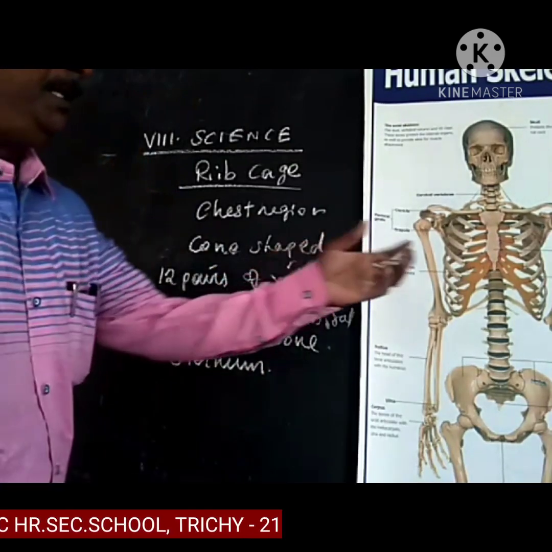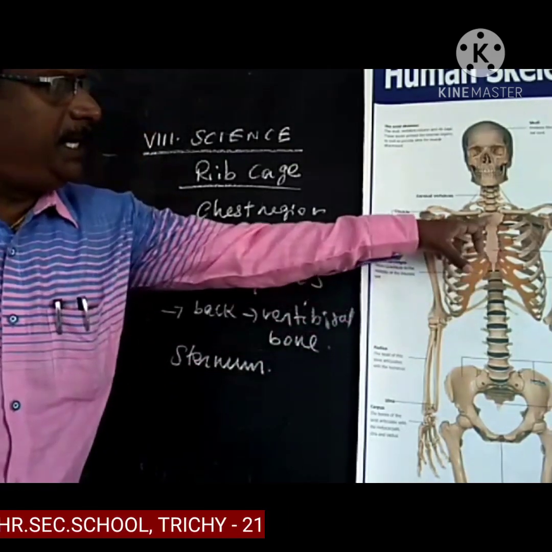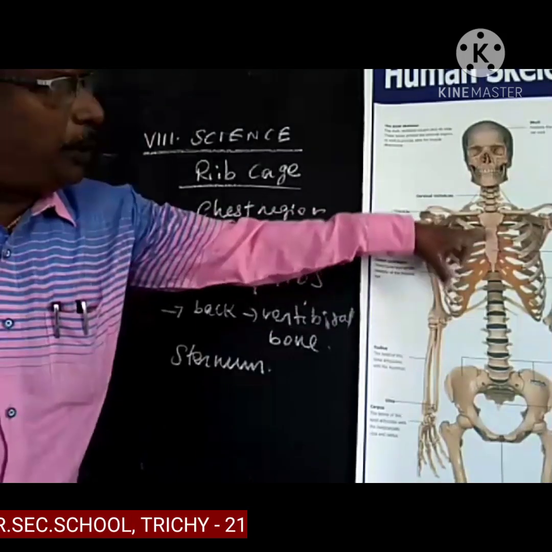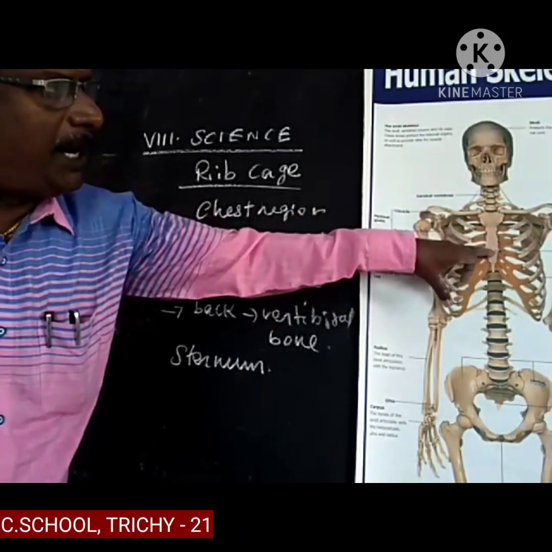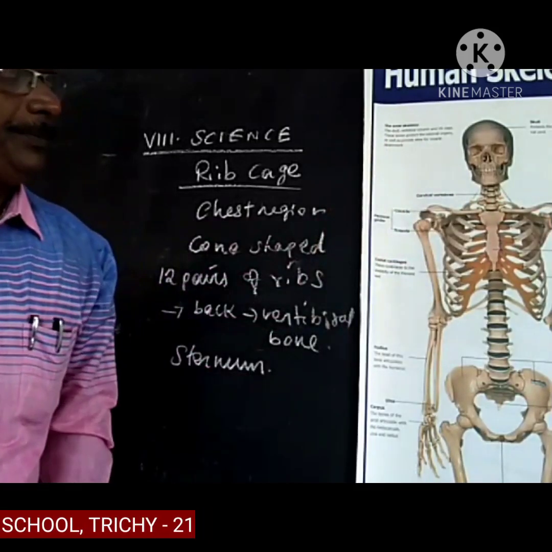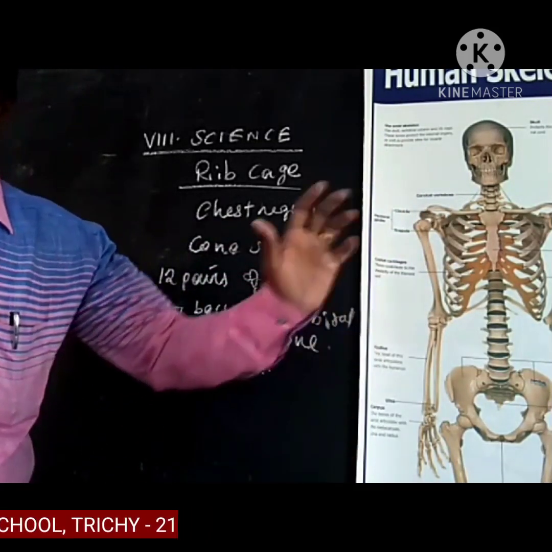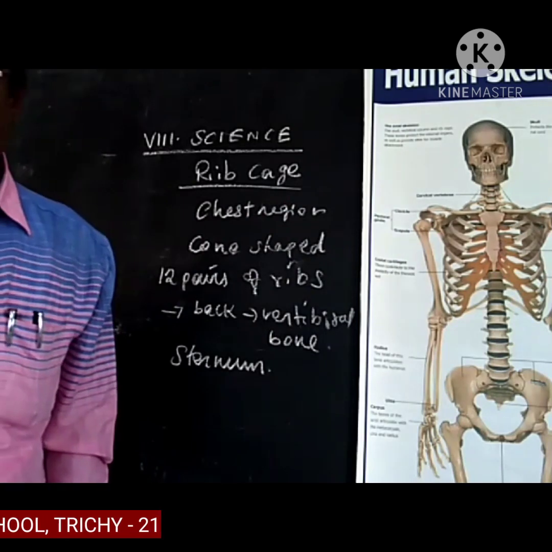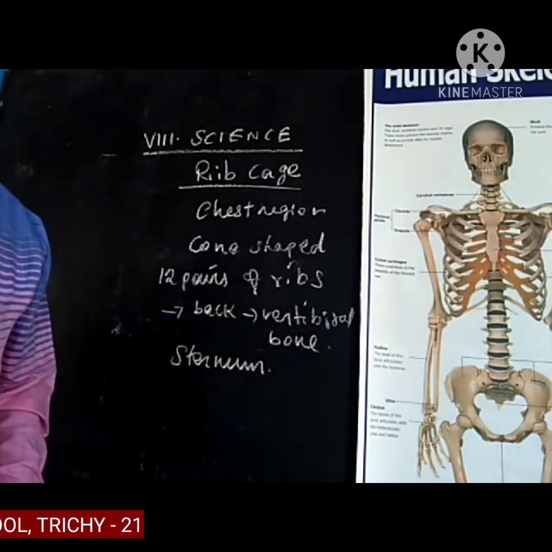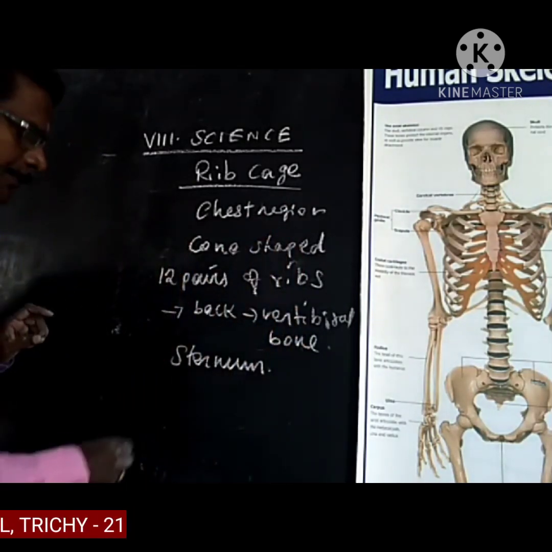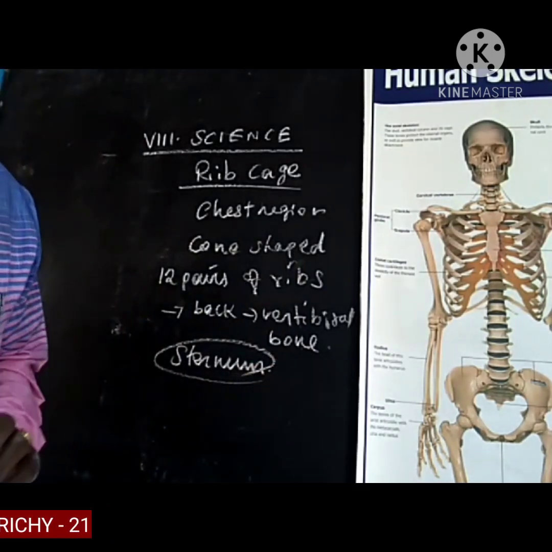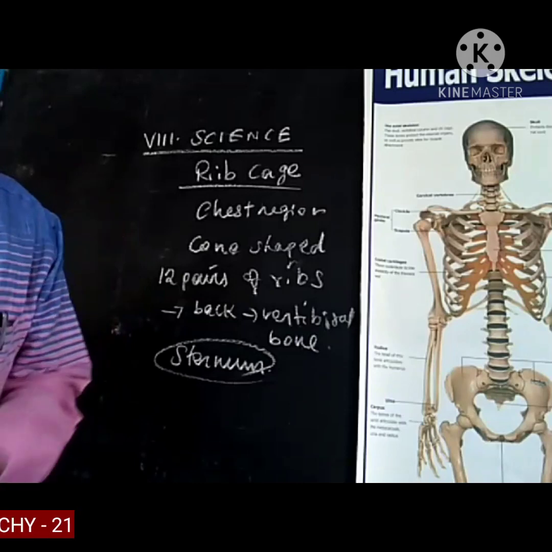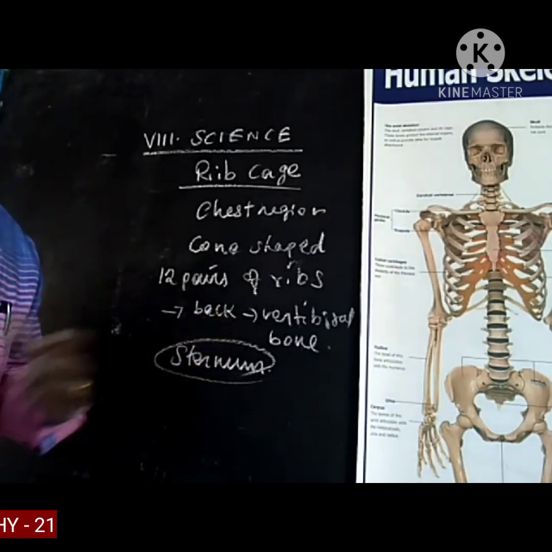All those ribs are joined to one bone, which is called the sternum. It is made up of cartilaginous bone. The 12 pairs are attached to the breastbone at the front, which is called the sternum.